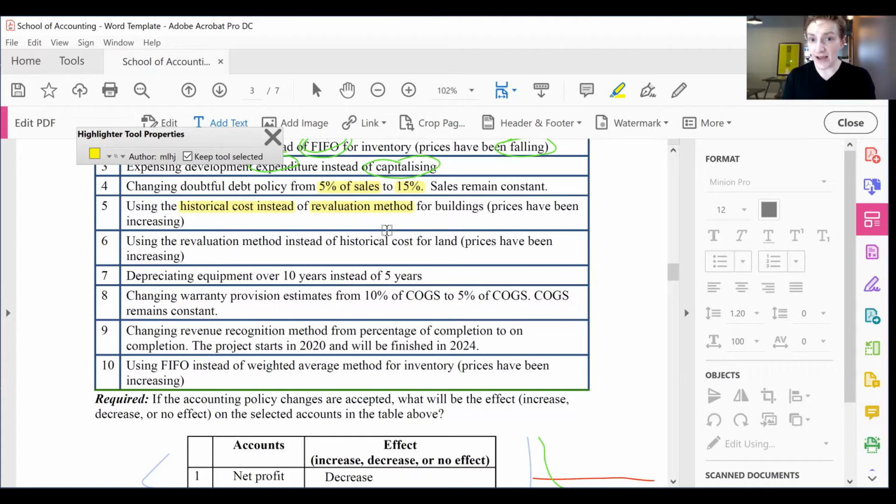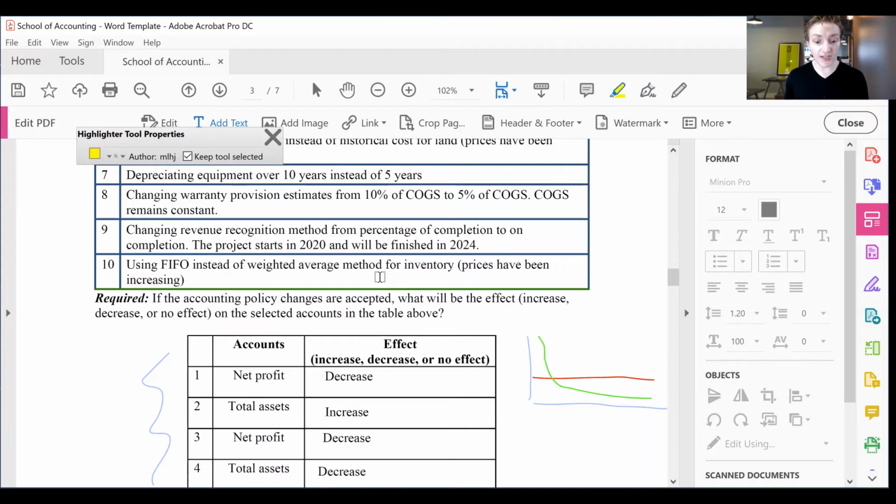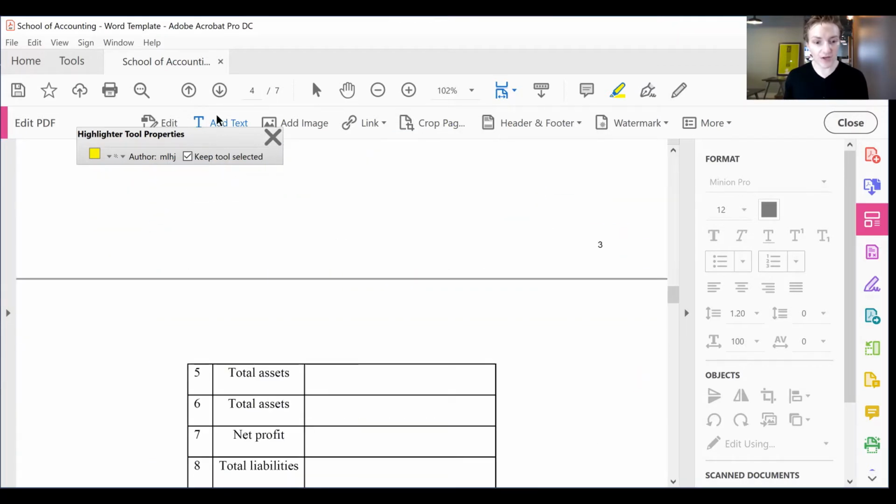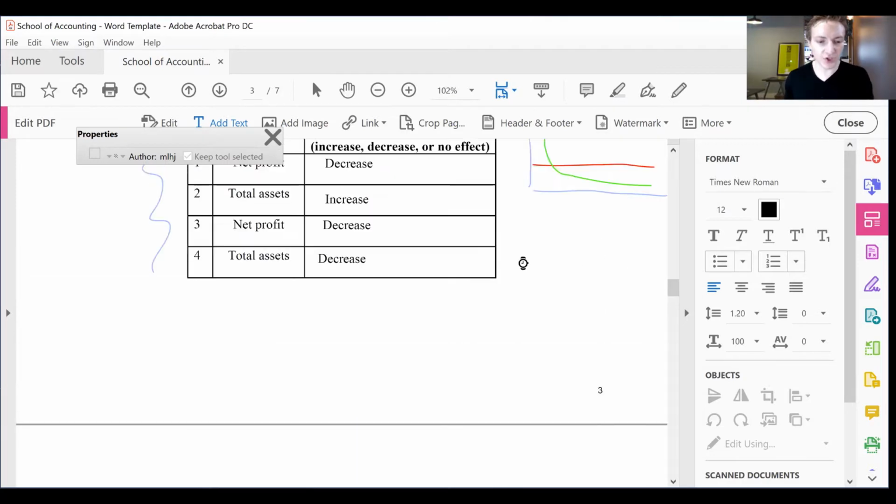You would still impair the relevant building when prices go down. However, you would not be adjusting it upwards as prices go up. By contrast, under the revaluation method, you would be revaluing it when prices go up. As a result, using the historical cost method is going to lead to a lower amount of total assets. So our total assets would decrease or be lower here. So let's write that one in as well, if we were to make that policy change.